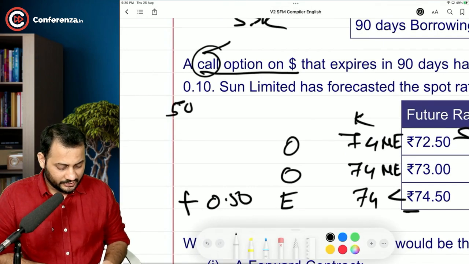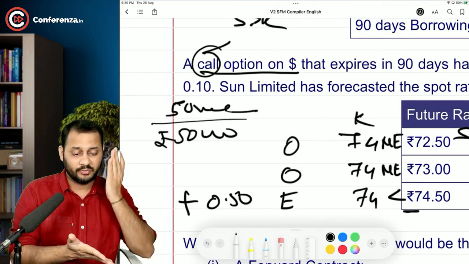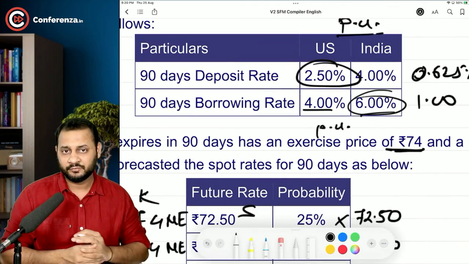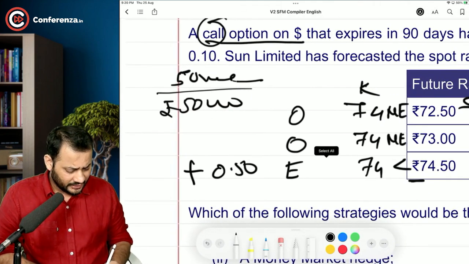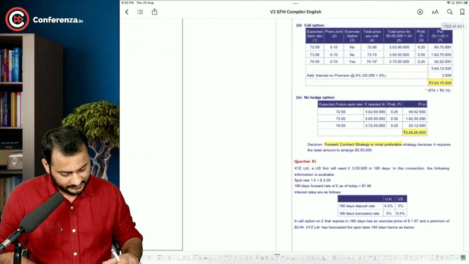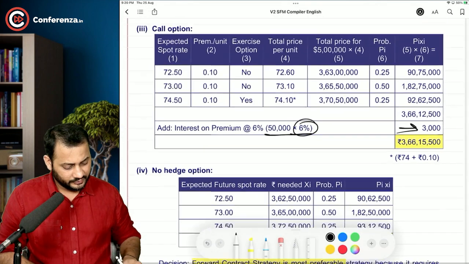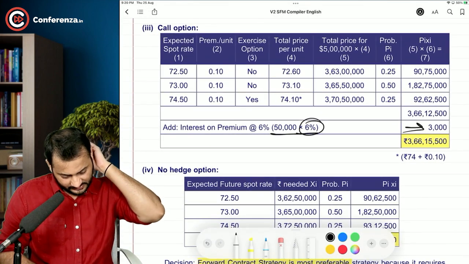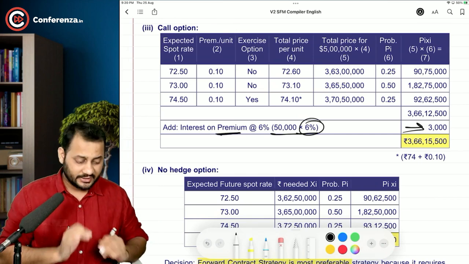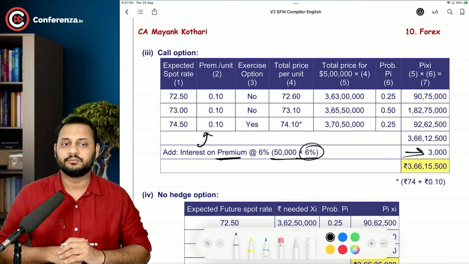If 5 lakh dollars are to be purchased, we have to pay a premium of 50,000 rupees, and that too has to be paid today itself. So 50,000 will be borrowed by you at a 6% rate, on which you will pay interest. That will come to around 3,000. So 53,000 will be the repayment. Let's see the answers. 50,000 into 6%, 3,000 is the interest. And you might say that 50,000 is also an outflow. It is not a deposit. Exactly. They could have shown 50,000 here, but instead they included that in this case.